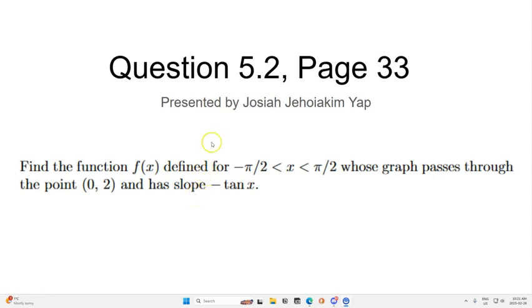Hey everyone, my name is Josiah Yap and I will be presenting question 5.2 stated here. Find the function f of x defined for negative pi over 2 to pi over 2, non-inclusive, whose graph passes through the point (0, 2) and has a slope of negative tan x.